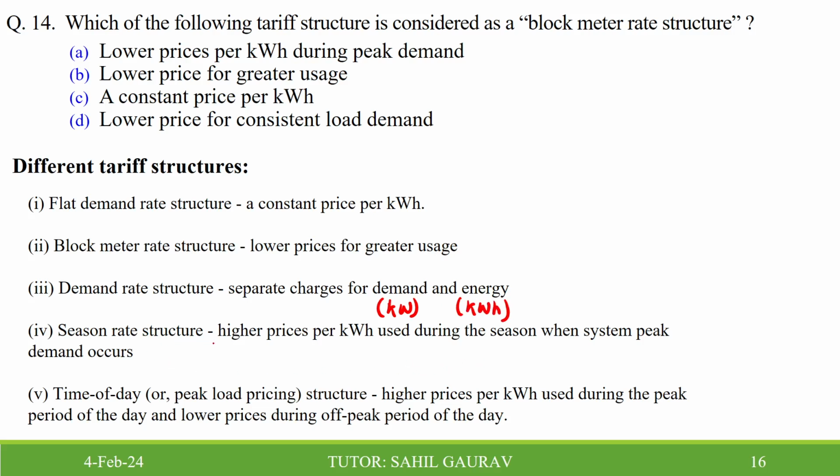Season rate structure: higher prices per kilowatt used during the season when system peak demand occurs. And time of day or peak load pricing structure: higher prices per kilowatt hour used during the peak period of the day and lower prices during the off-peak period of the day. Season rate structure and time of day structure are somewhat the same. In season rate structure, the price is fixed for a certain season, while in time of day structure, during the daytime the prices vary depending on the peak period or off-peak period.